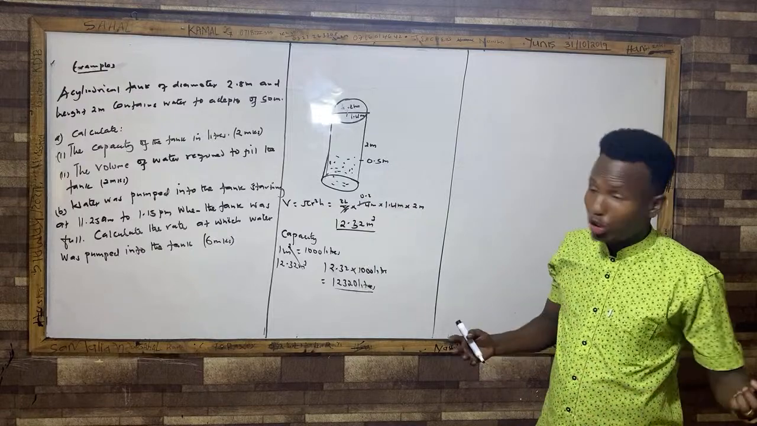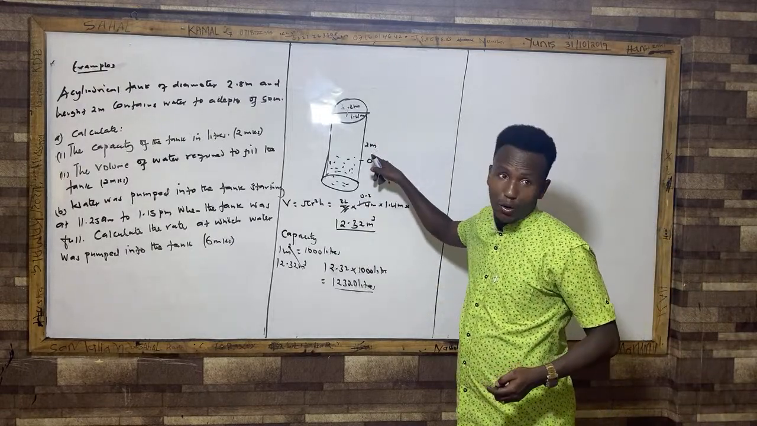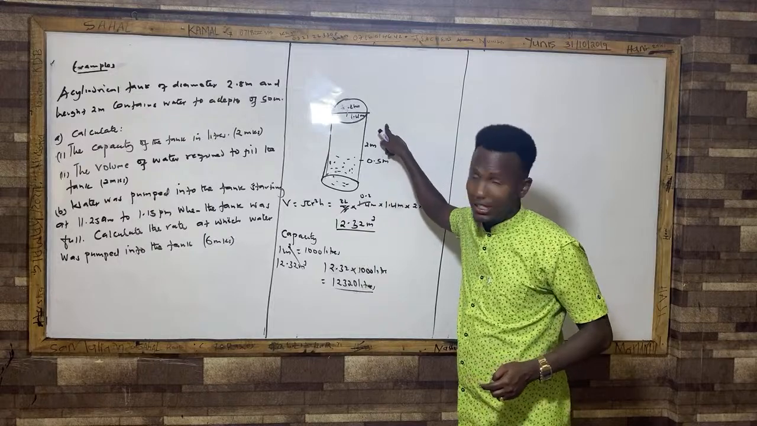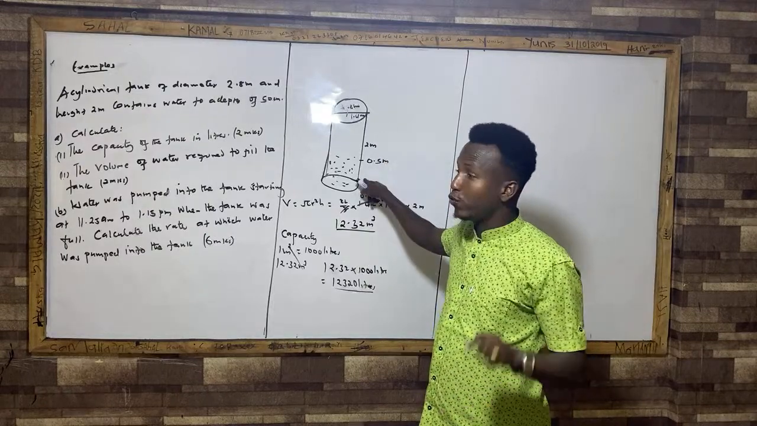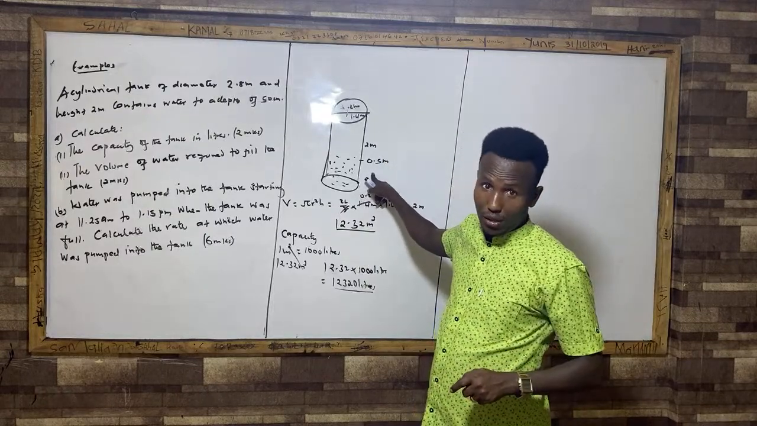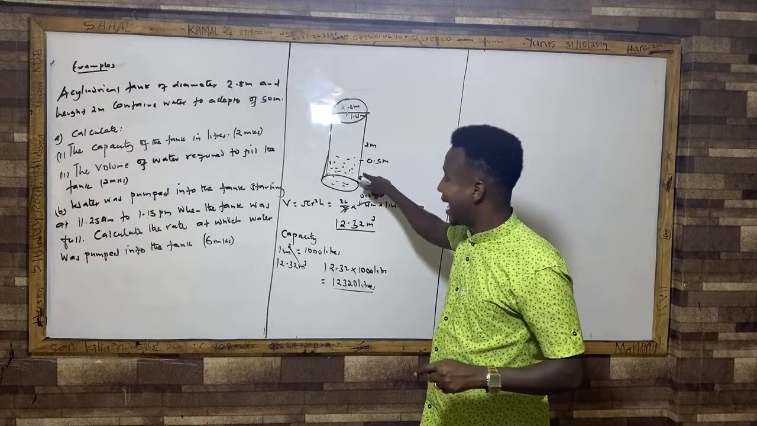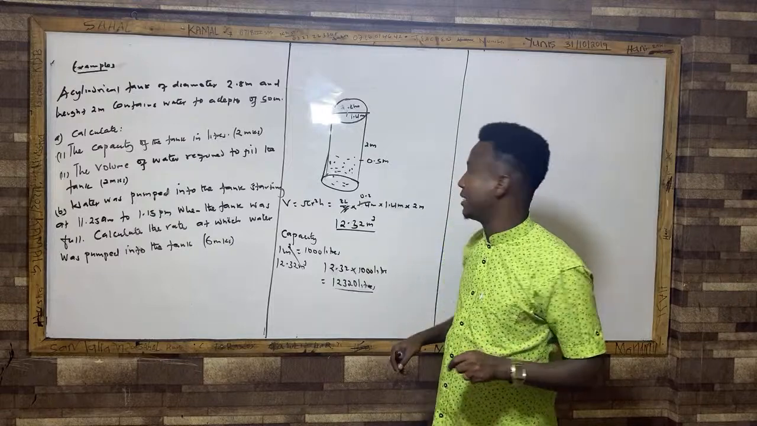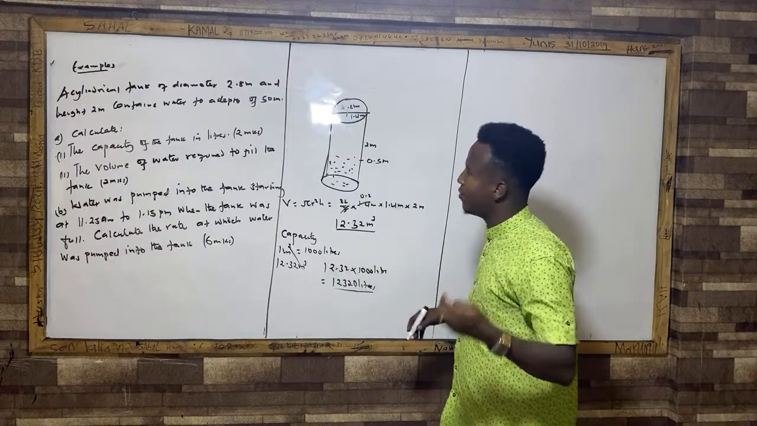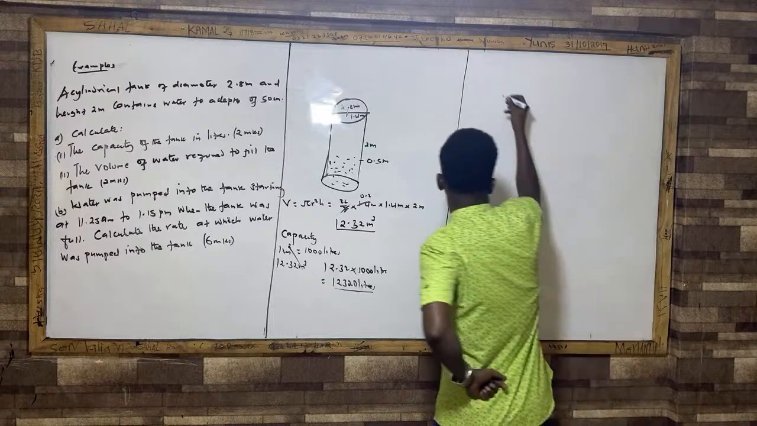Instead of saying that, I can also say the height which is not filled to capacity is 1.5, because the height of water in the tank is 0.5. You will get the same answer. So the height of the cylinder which is not filled to capacity is 1.5. So I can say volume required to fill the tank.